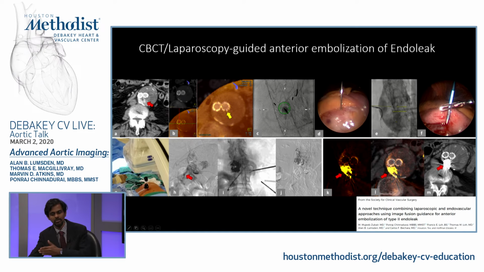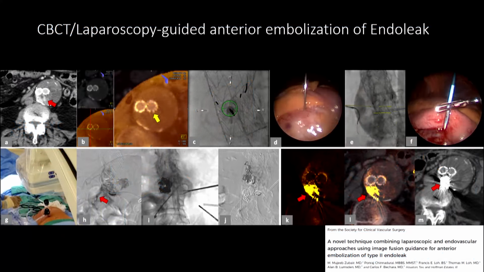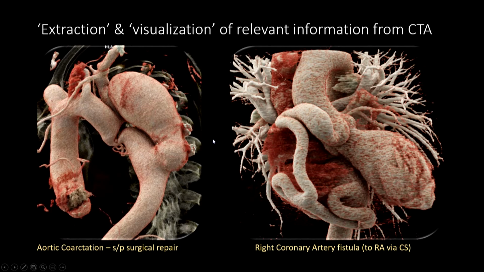So what I'm showing here is not just applications, but the workflow of how you get from point A to point B. And this is another example for endoleak after EVAR, where we thought that the easiest way to get it is from an anterior approach. We use laparoscopic guidance and a combination of image guidance, directed a catheter into that particular posterior aspect of the sac, and then here you can see us putting in coils, which is matching exactly with where the endoleak was from before. So this is another example of how you can use imaging.